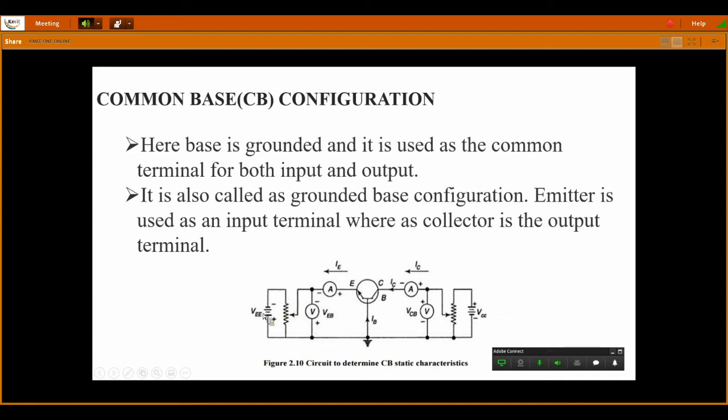So VEE is the DC signal which can forward bias your input junction. Emitter, I am taking an NPN: emitter is of N type, base is of P type, collector is of N type. Hence we connected the negative electrode of VEE to the N type material, and the positive electrode of the DC supply VEE is connected to the base of my transistor. With this, we can apply a forward bias at the input junction of your transistor.